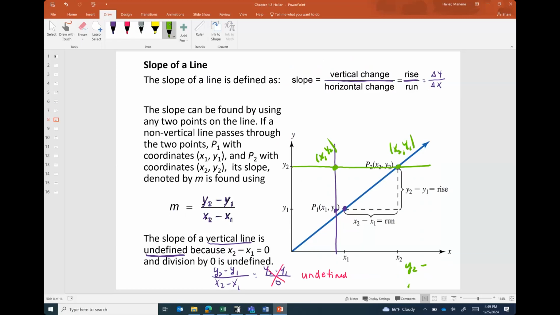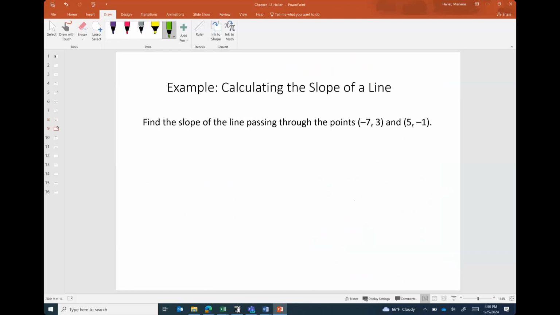It's the y's that go on top, right? So the difference in the y's, of course, is 0. So this is 0 over something, whatever that x2 minus x1 is. And 0 divided by anything is just going to be 0. So the slope of horizontal lines is always 0. The slope of vertical lines is undefined.